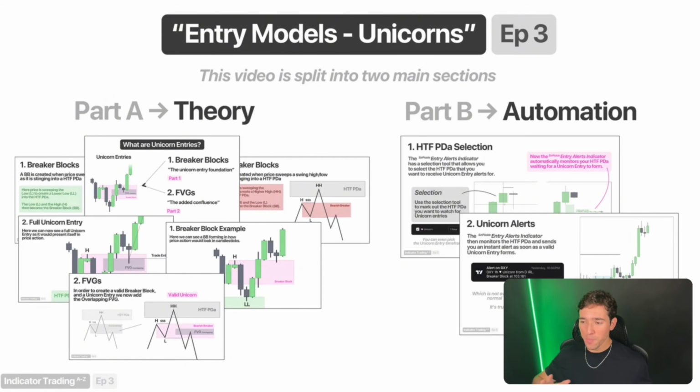Welcome back. Today we're going to break down the strongest algorithmic entry function, the unicorn model. This video is going to be split into two main parts. We're going over the theory first, where we'll cover breaker blocks, how to identify them, and what makes up a unicorn. Then we'll go into part B, which is the automation: how we were able to automate this into an indicator that automatically alerts you when unicorns are formed, allowing you to never miss a high probability trade setup again, save hundreds of hours of screen time, and not have to babysit charts. And also part C, which is not here, where we'll go over some chart examples at the very end. So let's get right into it.